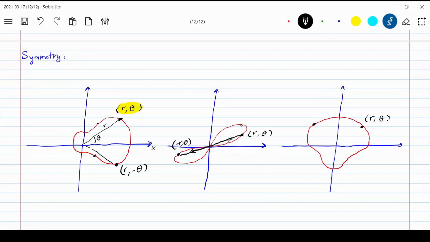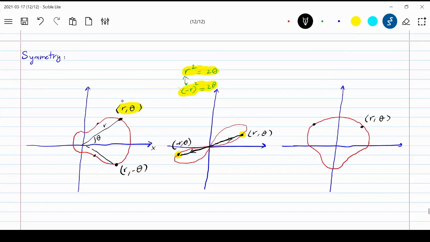And if you change the radius to negative r, and the equation stays the same, for example here we have r squared equals 2 theta. If I change the radius to negative r and square it, after simplification these two represent the same equation. This is the same as that. So I can say r and negative r both belong to that curve. These two points both belong to the curve. The point r theta, if it's on the curve, then negative r theta is also on the curve.